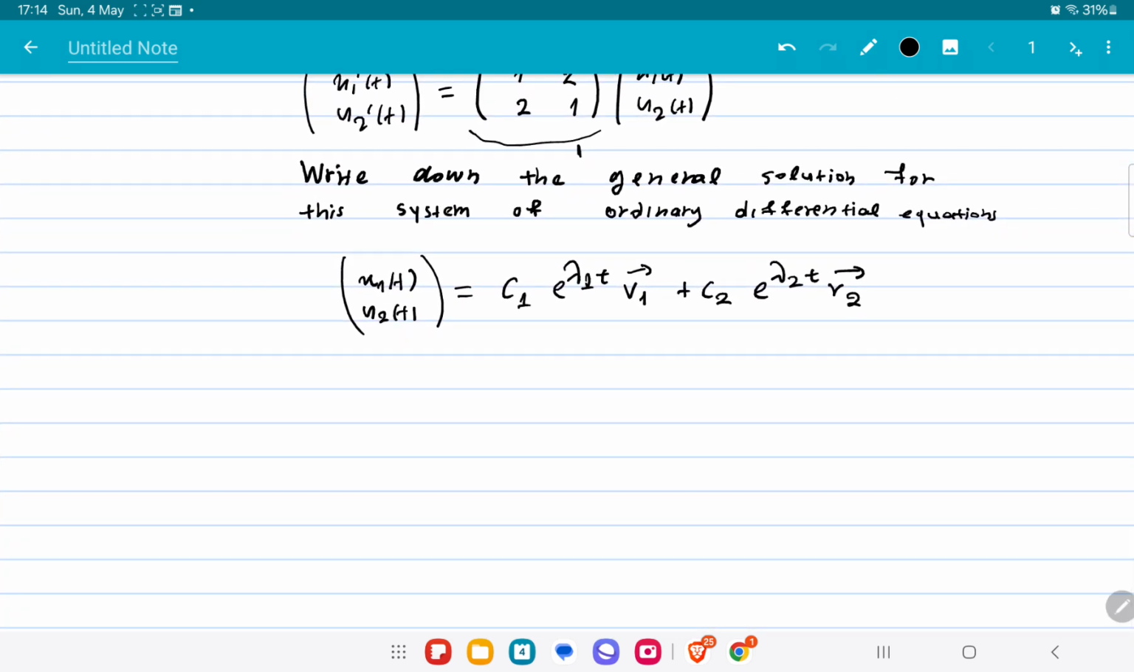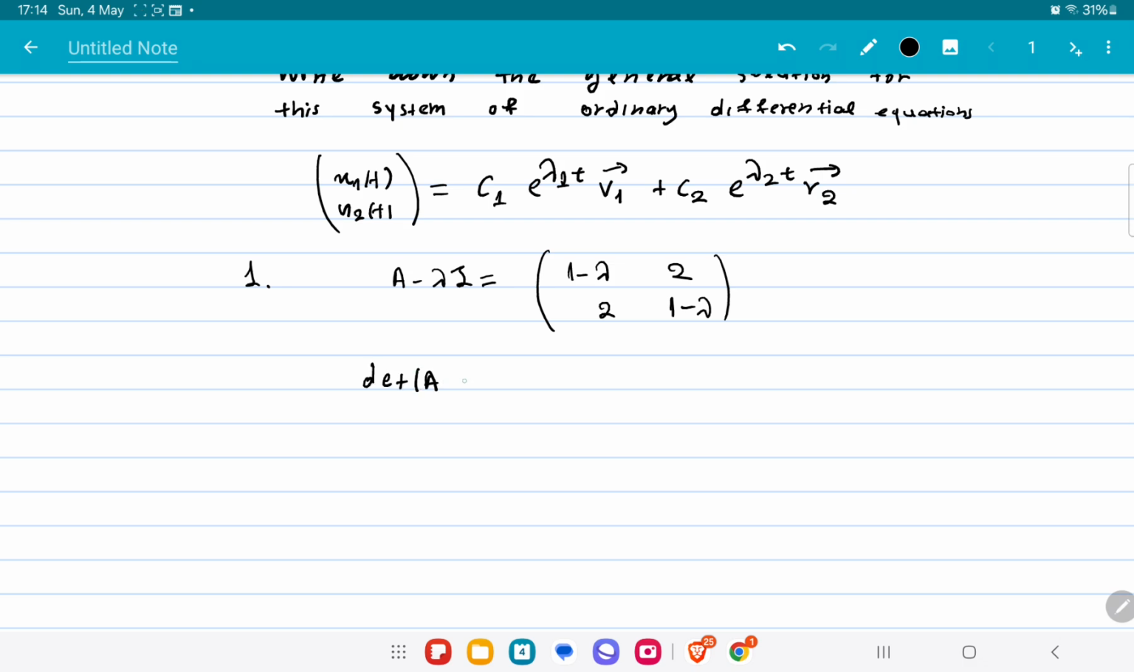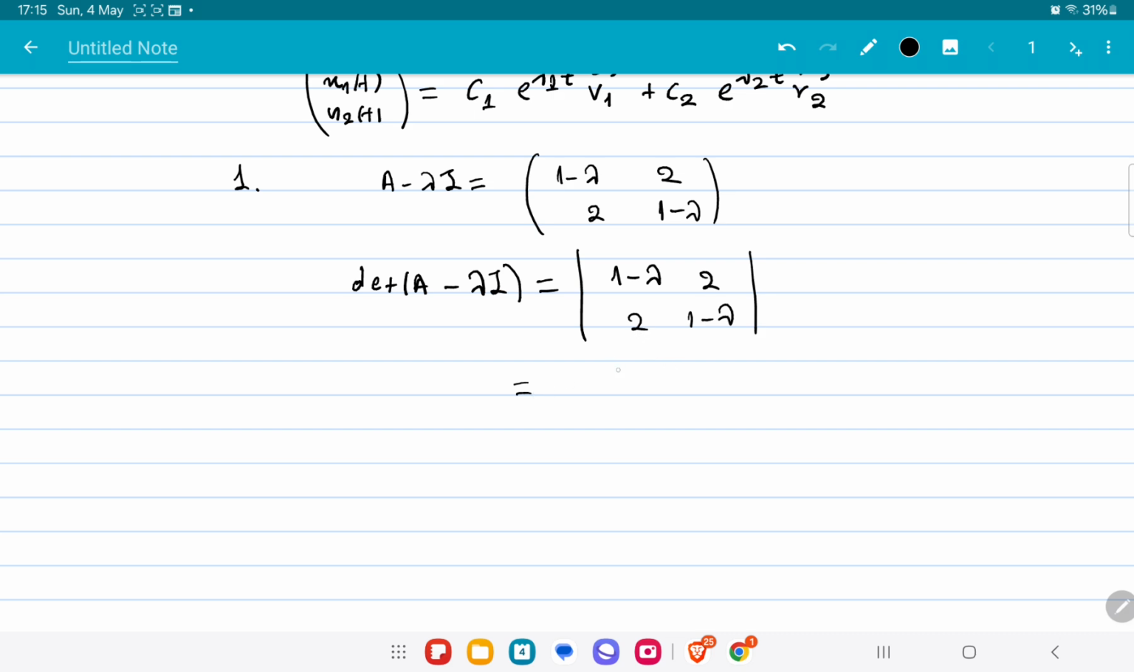So first, step number 1, we take A minus lambda I, and this matrix is 1 minus lambda, 2, 2, and 1 minus lambda. We have to calculate the determinant of this matrix, and we will get the characteristic polynomial of lambda. So it's going to be (1 minus lambda) squared minus 2 times 2. That's (lambda minus 1) squared, minus 4. So that's (lambda minus 1) squared minus 2 squared.